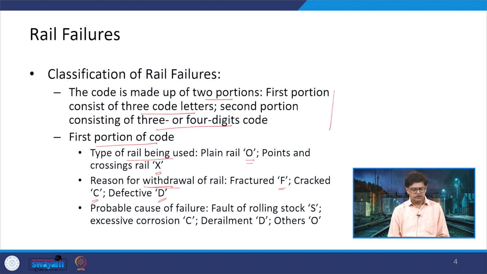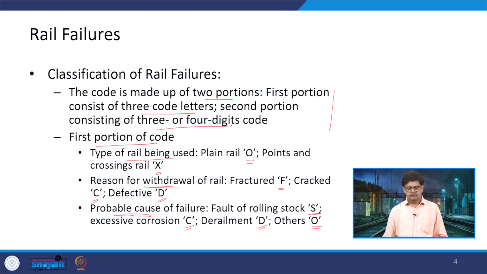And the third one defines the probable cause of the failure, and this cause can be because of the rolling stock. So, if it is due to rolling stock, then S will be used. If there is excessive corrosion, then C will be used. If there is a derailment of the train due to which the rails have fractured, then D will be used, and if none of these 3 is a possibility, something else has happened, then O is used as others.